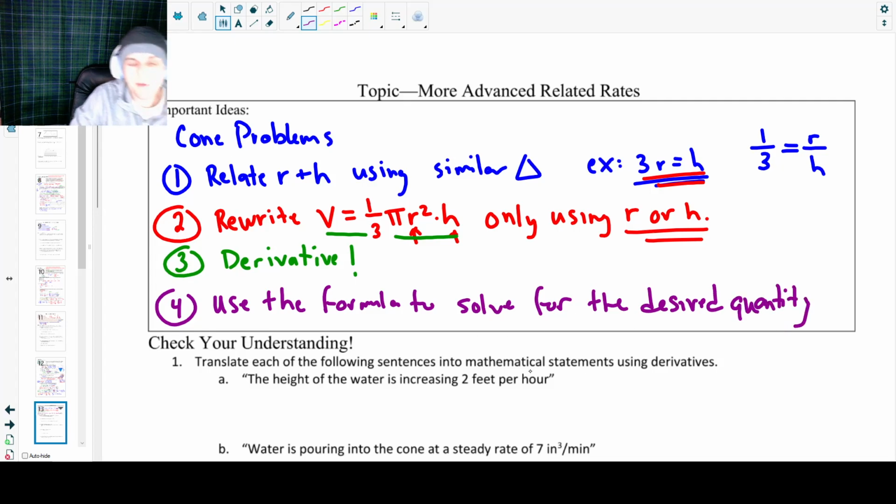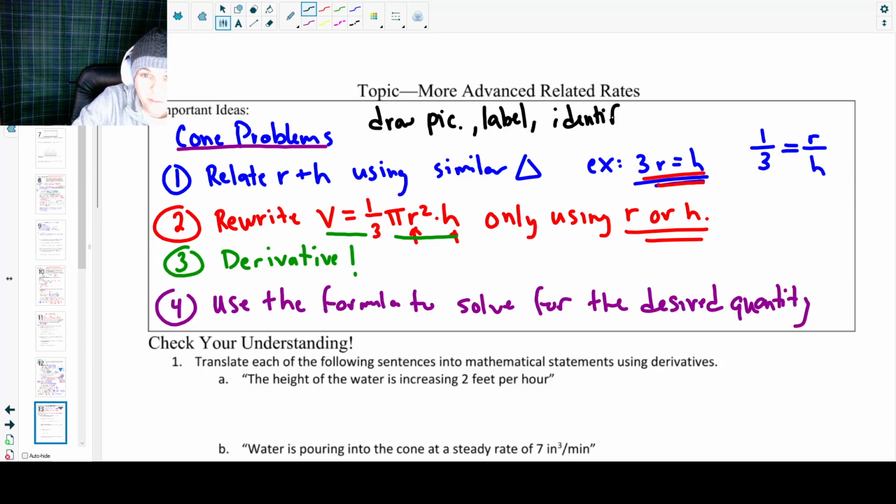Now, we have some other things, obviously, in this process that we're going to be doing if they're not provided for us, right? We're going to draw a picture if we need to. We're going to label that picture. We're going to identify variables, including any rates that we might know, like we knew the rate of change for the volume in that previous situation, right? There's a lot of things that are going to be good practice for related rates problems in general that we'll also do in this process.